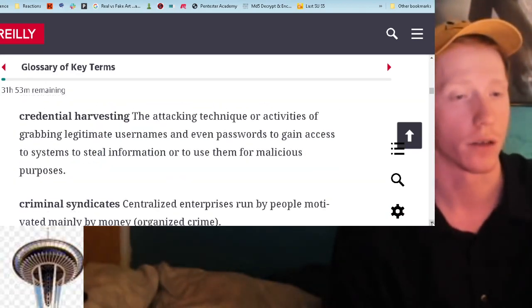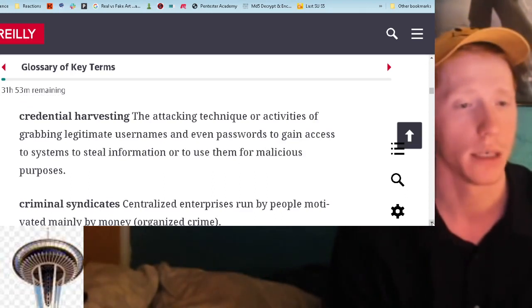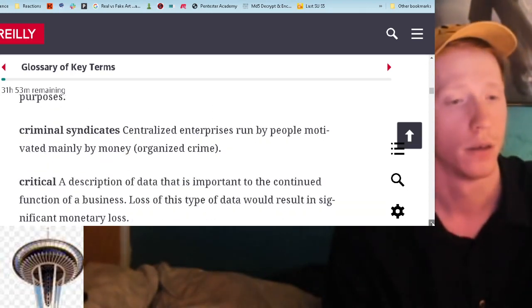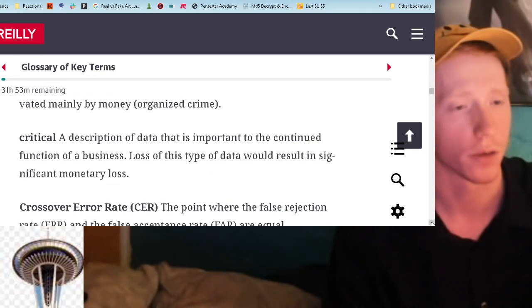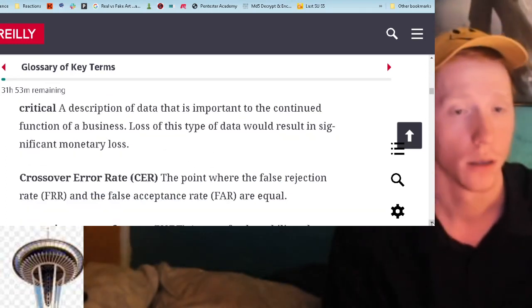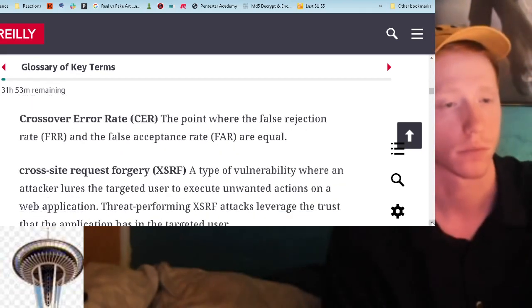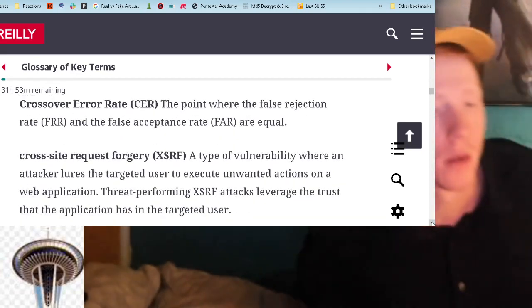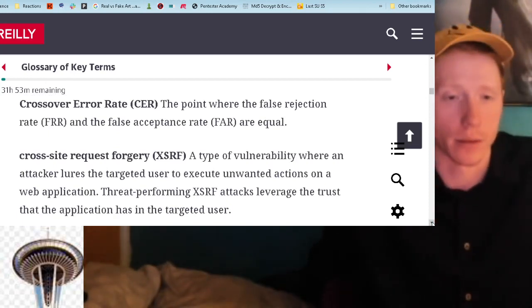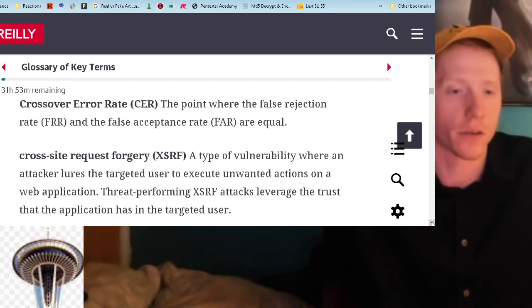Counterintelligence, we know what that is. Credential harvesting, where you harvest credentials. Criminal syndicates, we know what those are. Critical, and important to the continued function of a business. Alright, so crossover error rate is the point where the false rejection rate and the false acceptance rate are equal. It's just kind of trivia.